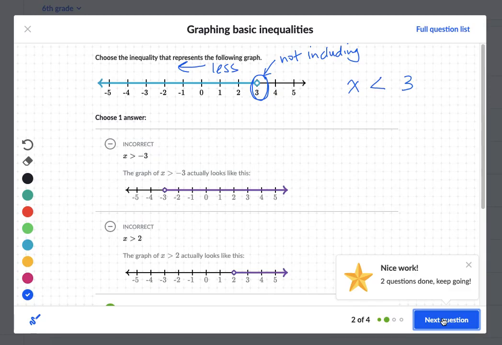Okay, so again, if it has an open circle, it's going to be missing that equal sign. If it has a closed circle, it's going to have that equal sign. It's going to include everybody. Okay? Let me know if you have any questions as you work on these problems, and I'll see you in class.